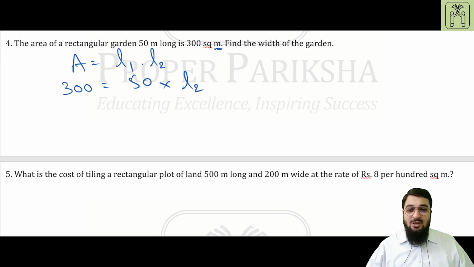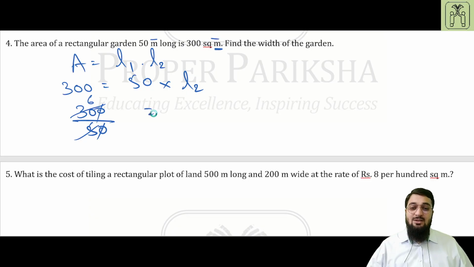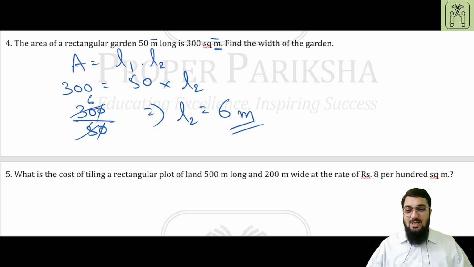Make sure that both the units are the same. If it is meter, this is meter square, only then you will start this formula. Otherwise, you will have to convert this meter into the respective same unit. So 300 will be divided by 50 and 0 will cancel out 0. 5 will be dividing 30 by 6 times. Therefore, L2 will be equal to 6 meter and that is the answer.